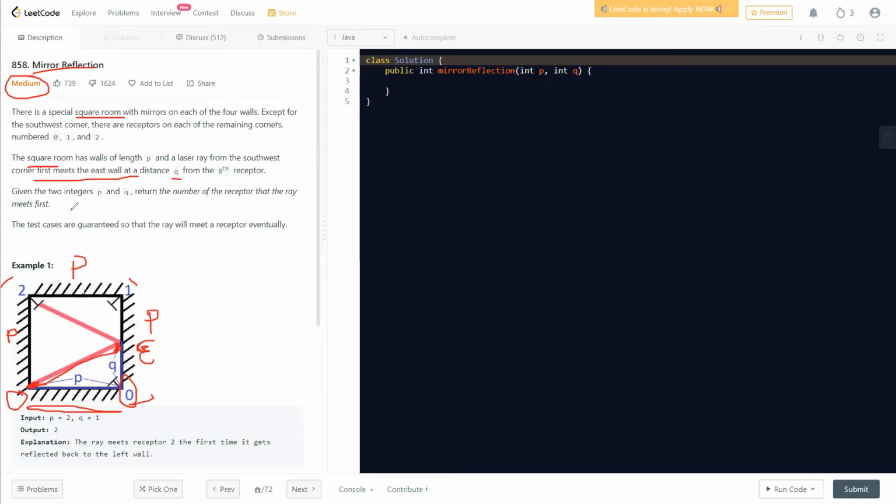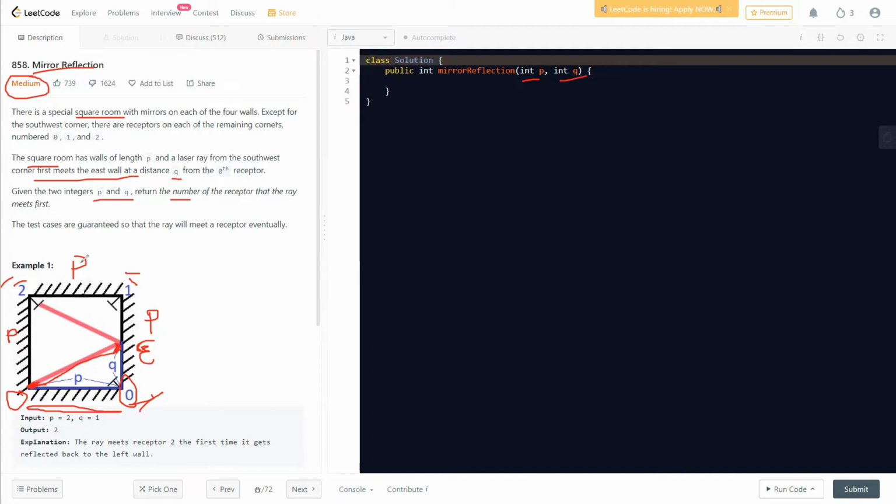Further, the question says, given two integers p and q. These are the two integers p and q given to us. Once we're given these two integers, we should return the number of the receptor that the ray first meets. The number of the receptor doesn't mean the count, rather it means the number, either 0 or 1 or 2, which receptor our ray will meet, depending on the exact p and q.